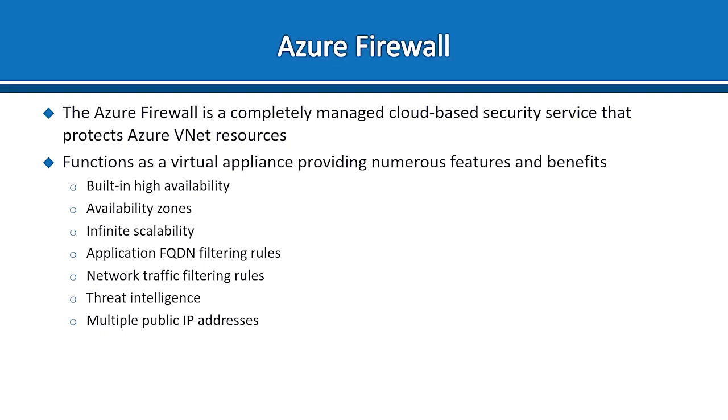You have network traffic filtering rules, so that allows us to centrally create rules that will allow or deny by the same thing as an NSG: source, destination, IPs, ports, protocols, etc. Okay, but it is stateful. It's got built-in threat intelligence. It's got the ability to have multiple public IP addresses and do things like natting. So, you do have a lot of the same capabilities that you would expect in a normal network-based firewall.